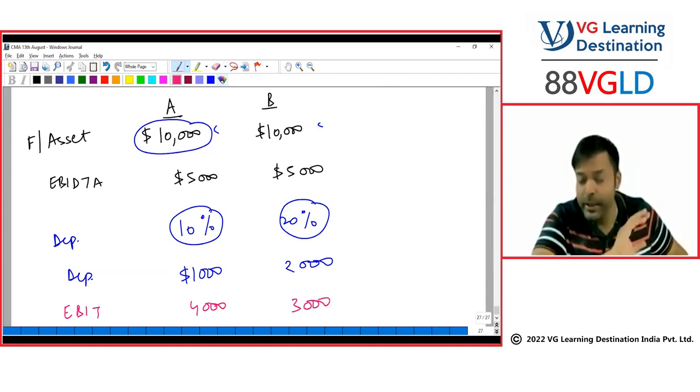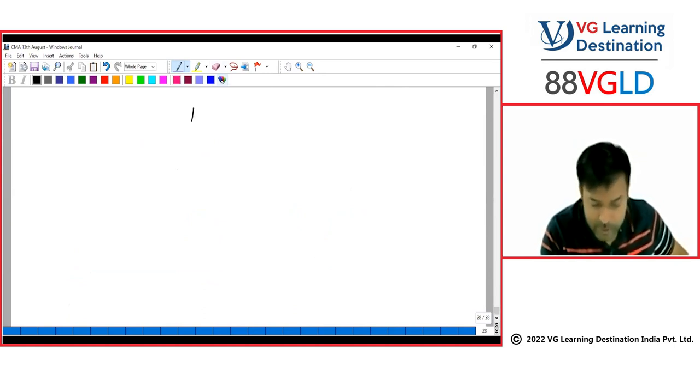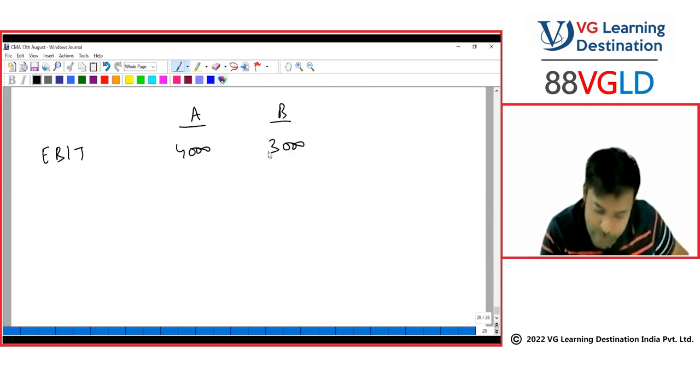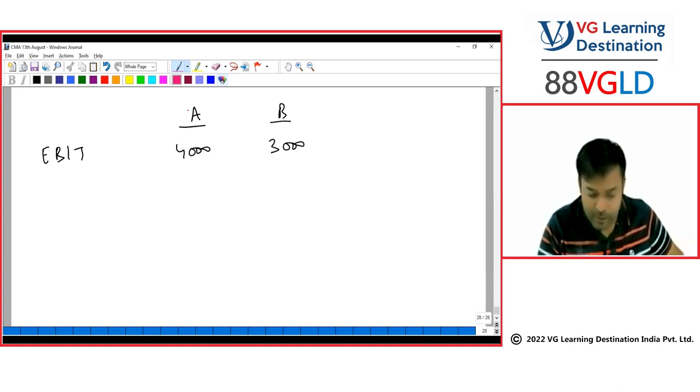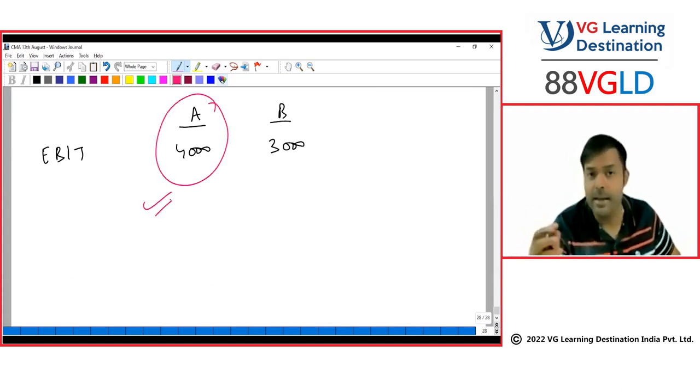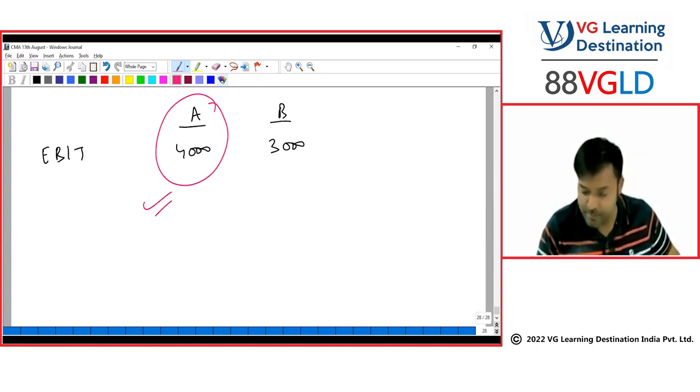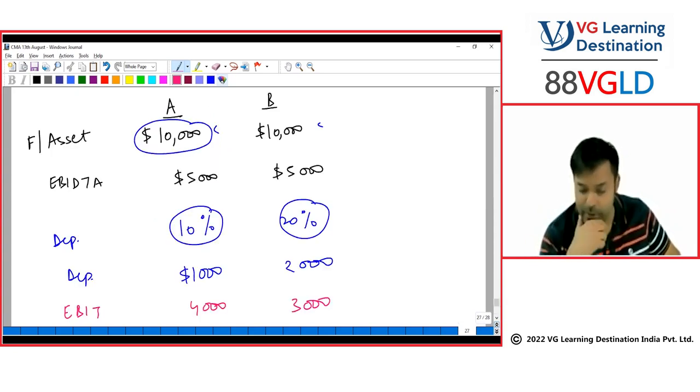So if I don't give you any information, if I tell you these are the two companies, EBIT of company A is 4,000, EBIT of company B is 3,000. Obviously, you are going to pick company A in that case. You say, okay, this is a great company. It is having a higher profit in that case. But is it actually the higher profit, guys?